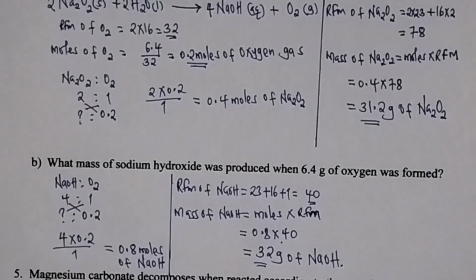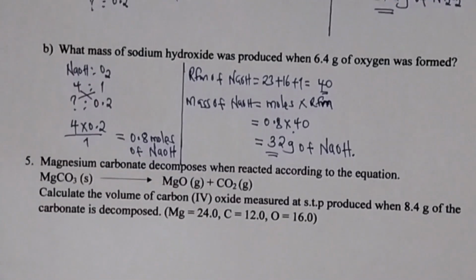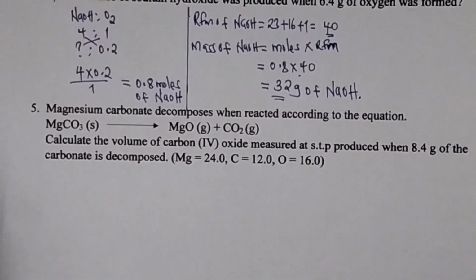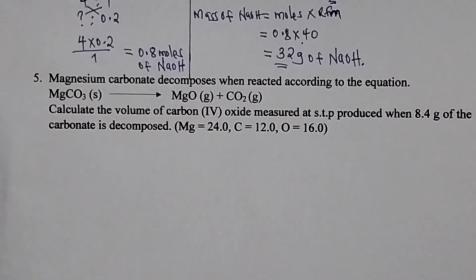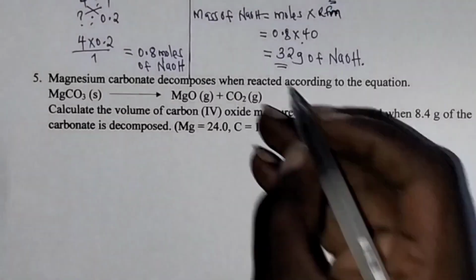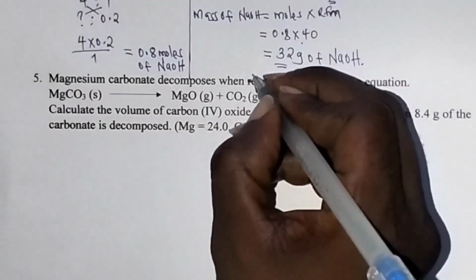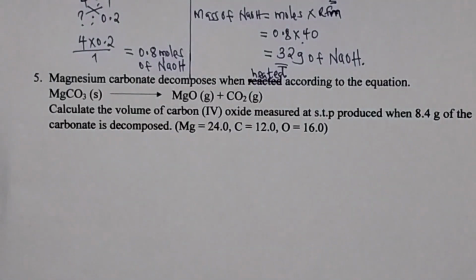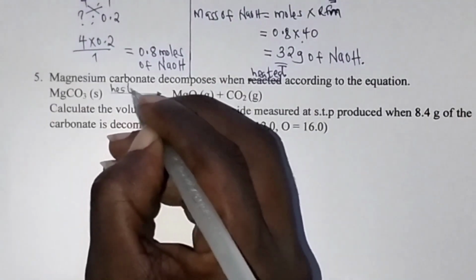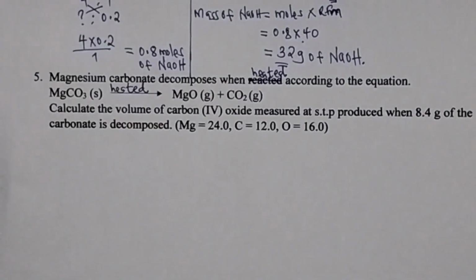So we proceed to question number 5. We are told magnesium carbonate decomposes when heated according to the question. So here we have magnesium carbonate being heated, then we are going to get magnesium oxide and carbon dioxide. So we're asked to calculate the volume of carbon dioxide measured at STP, that's standard temperature and pressure, produced when 8.4 grams of the carbonate is decomposed.